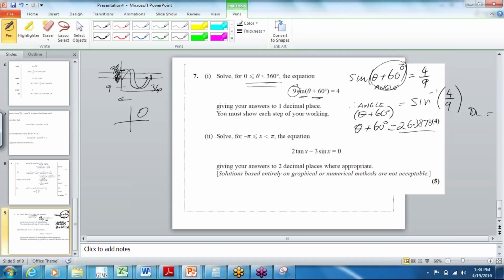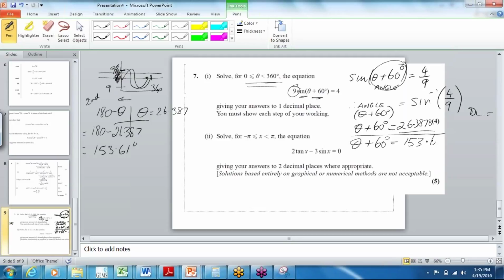Now sine is positive in the first quadrant and the second quadrant. So whilst we've got 26.387 in the first quadrant, we could also say in the second quadrant, it would be 180 minus 26.387 equals, what's that angle? 153.61. Good. That's going to be the angle that works for us.